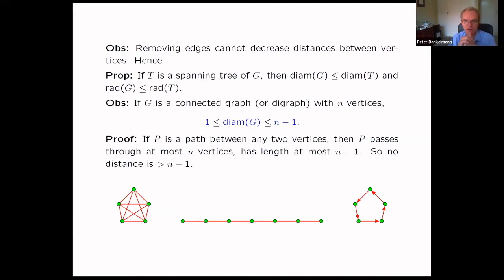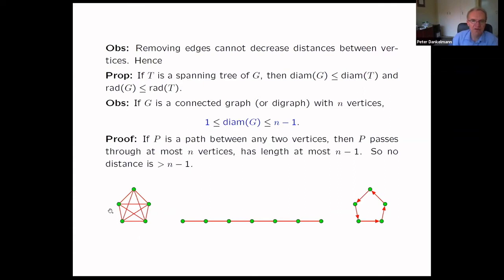And to see that, you can just argue that, well, if I pick any two vertices, the path between these two vertices will pass through, well, at most n vertices, and that means if I count the two ends of the path as well, these two vertices that are connected by the path. So my path from the one vertex to the other has at most n vertices, and that means it has at most n-1 edges. So that's why no distance can be greater than n-1. And here are two examples that do that.